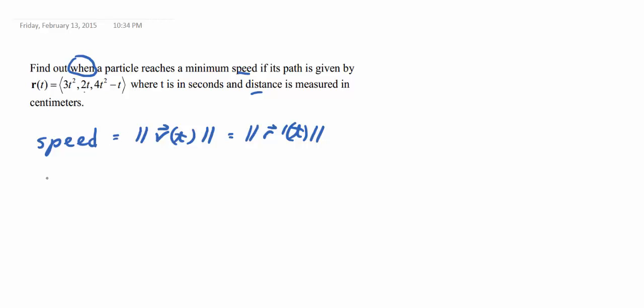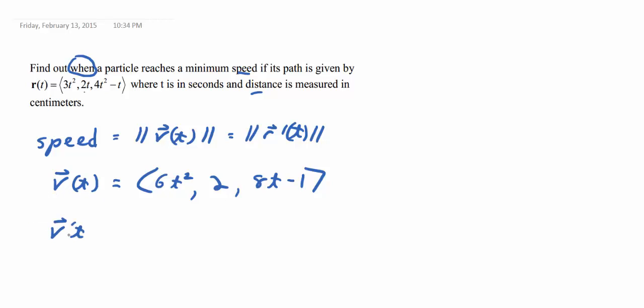Okay, well, v of t is obtained by just taking the derivative of each component. So that's going to be 6t squared. That'll be the first component of the velocity vector, the derivative of 3t squared. And then the derivative of 2t is 2. The derivative of 4t squared minus t is 8t minus 1. So there's your velocity vector. And then, of course, speed is the magnitude of that.